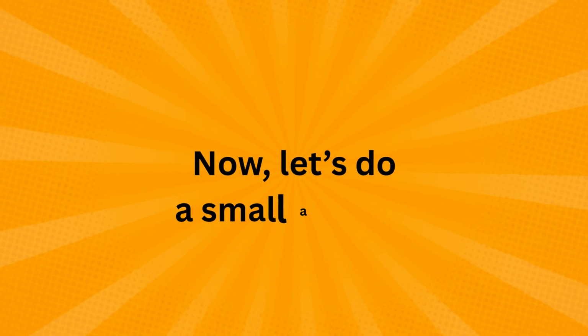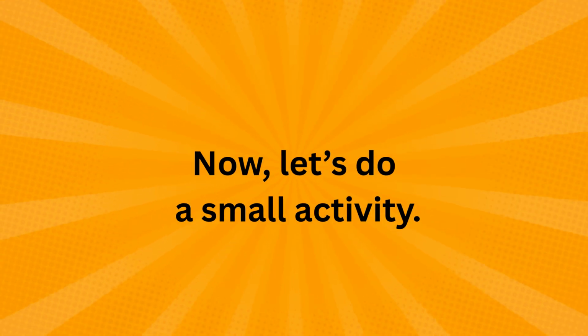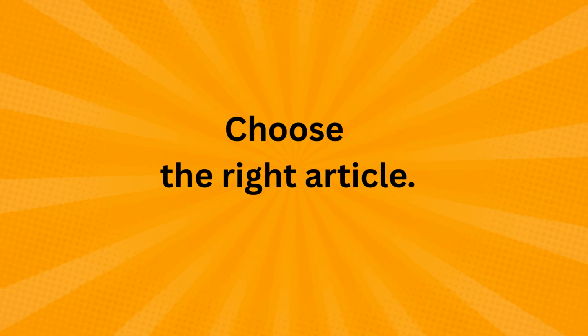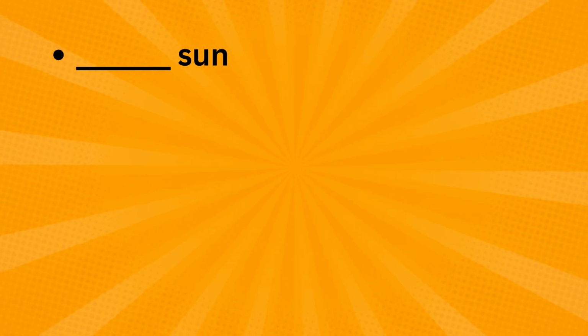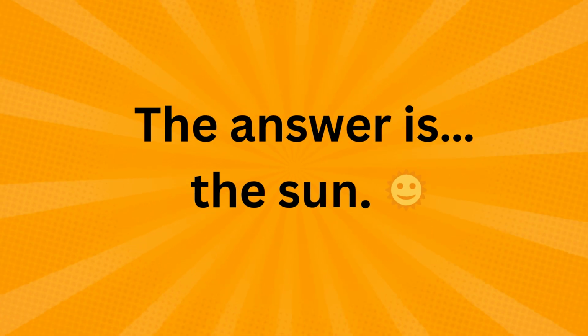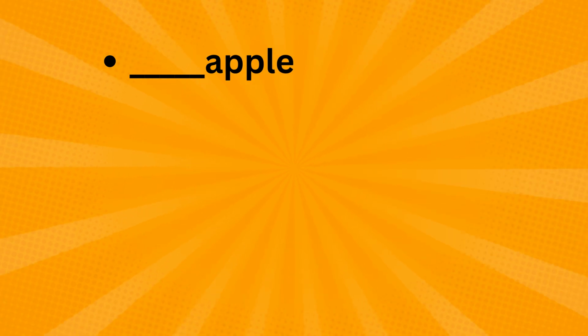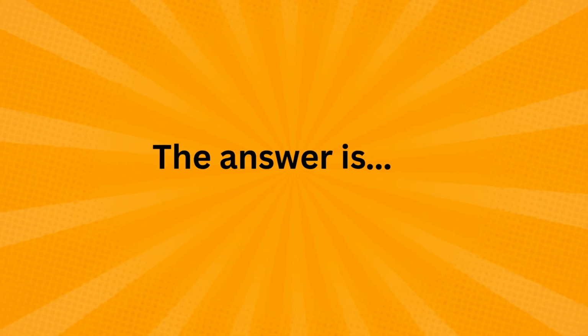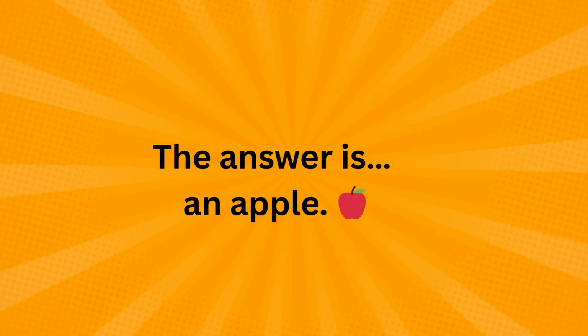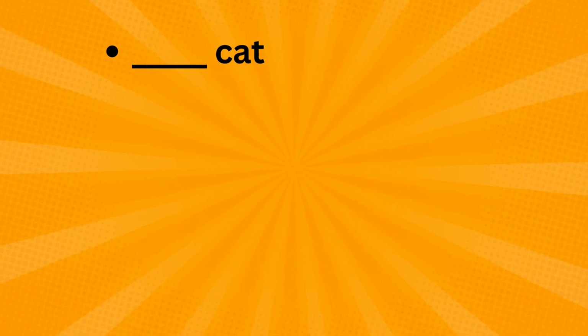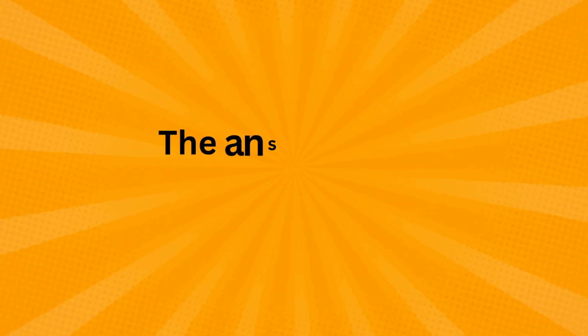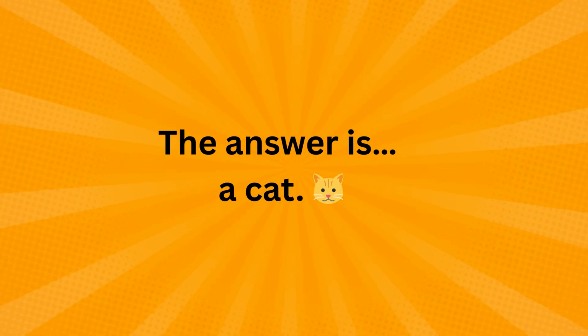Now, let's do a small activity. Choose the right article. Blank sun. The answer is the sun. Blank apple. The answer is an apple. Blank cat. The answer is a cat.